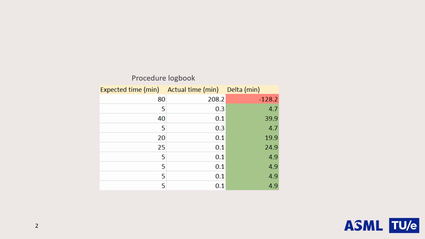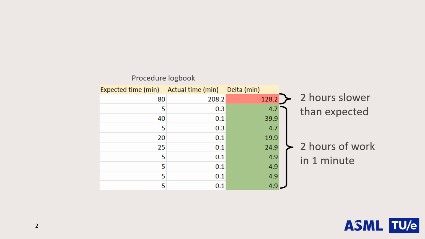Here we see an example of a procedure logbook. Such a logbook denotes what happened at which moment during a procedure, for instance, a maintenance or an assembly action. We see an expected time, which is the expected duration for each procedure step, as well as an actual time. We also see the delta between these two. A logbook such as this can be created by pressing a start and stop button whenever you are starting an action, or by measuring how long a user looks at a certain instruction.